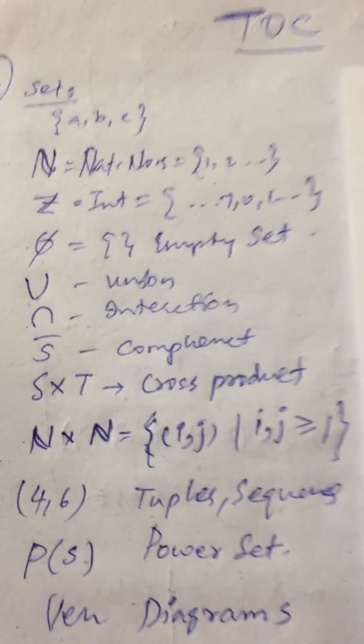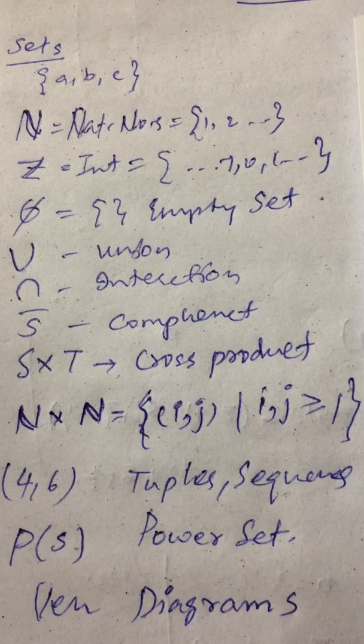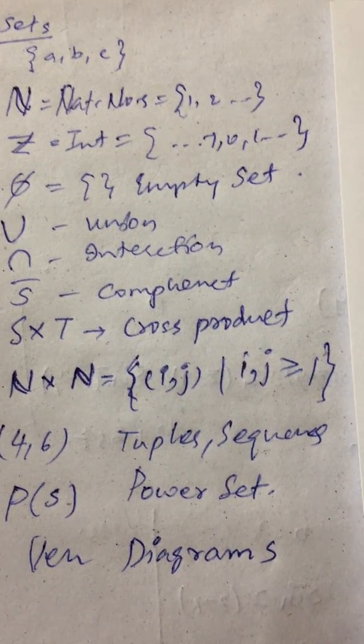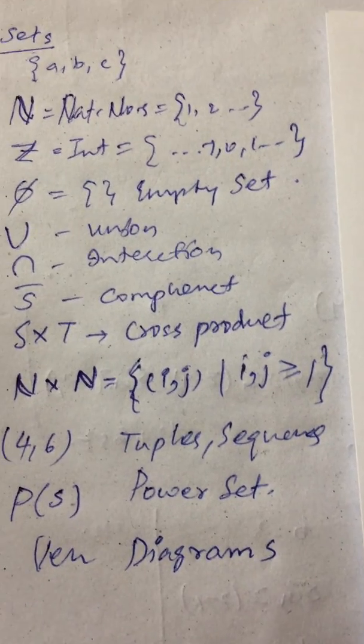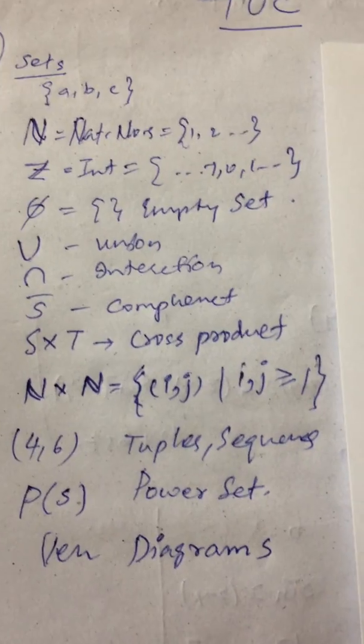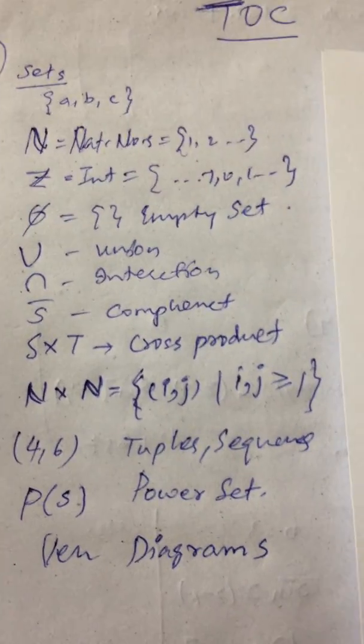So let's begin with the theoretical concepts in computer science, or the theory of computation. First we have the sets. As always, a set is a collection of predefined objects, like the set of all natural numbers, the set of all real numbers, and so on. They may be finite sets, they may be infinite sets.